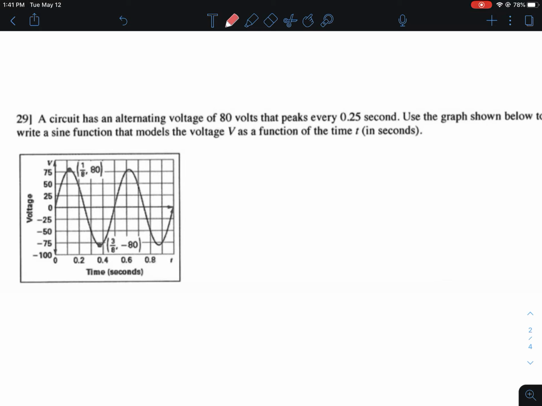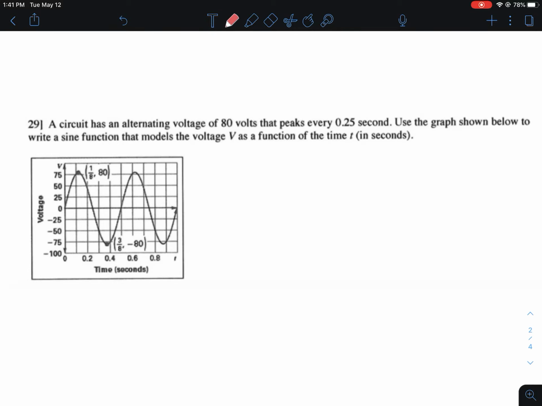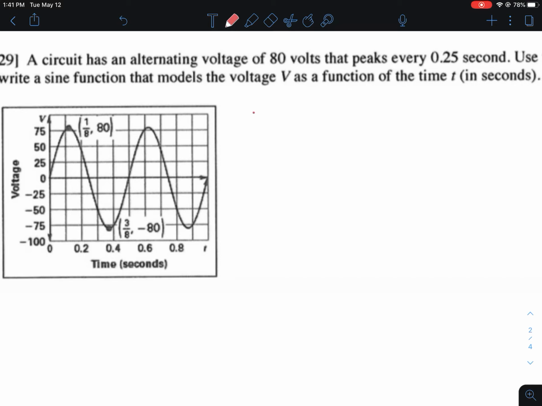Thinking about, again, your range, this is a circuit has an alternating voltage of 80 volts that peak every 0.25 seconds. Use the graph below to write a sine function that models the voltage as a function of time. Well, let's, again, find those pieces. What's the midline, right? Well, looks like the bottom is negative 80. The top is positive 80. Then the midline is 0.